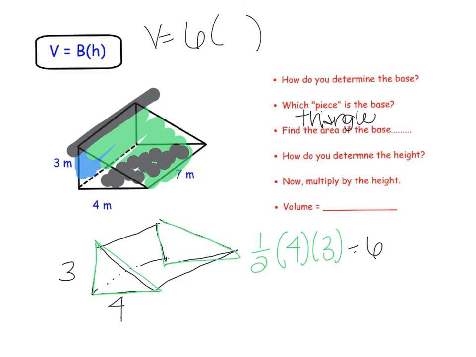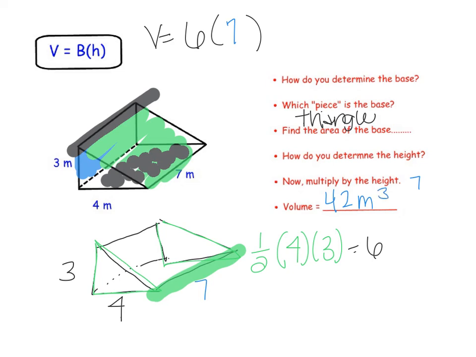Now I need to multiply times the height. Well, let's think here. The distance between the 2 bases is my height. So the distance from this triangle to this triangle is 7 meters. So my height is 7 meters. I'm going to fill that into the formula. Now my volume is 6 times 7, which is 42. So my final volume is going to be 42 meters cubed.